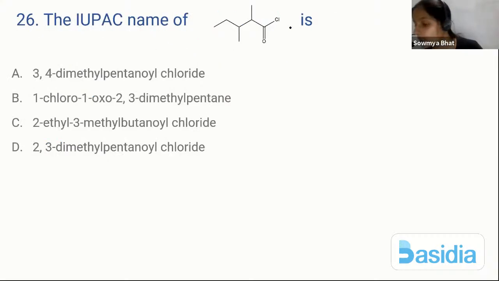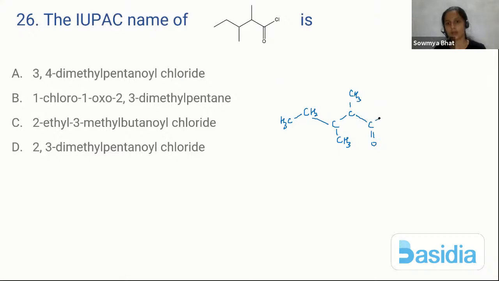The IUPAC name of the compound. So the compound is given and you are asked to find out the IUPAC name. What are you going to do here? If this type of bond line structure, this is called a bond line formula, is going to confuse you, write the proper structure. You have enough time, right? So this is CH3, here it is C, and here it is CH3. Let's satisfy the valency of carbon later. C double bond O, and here is Cl.